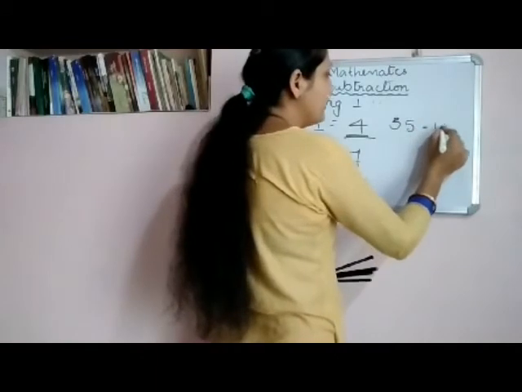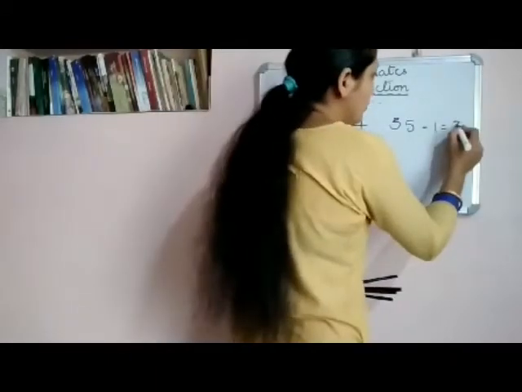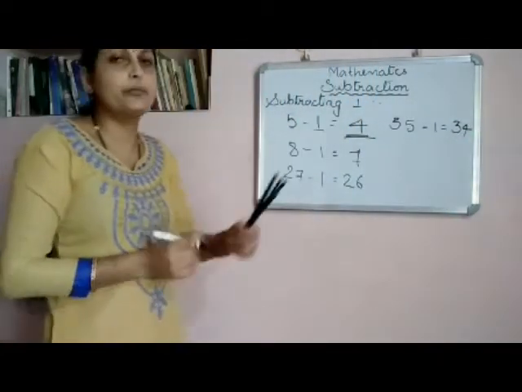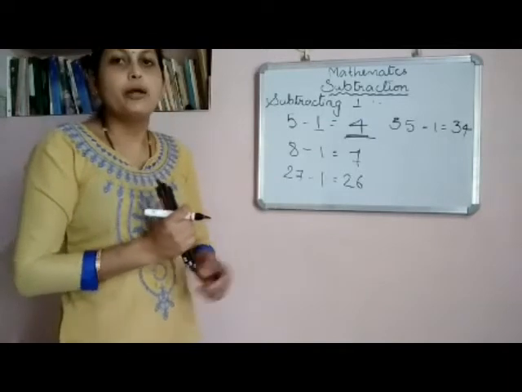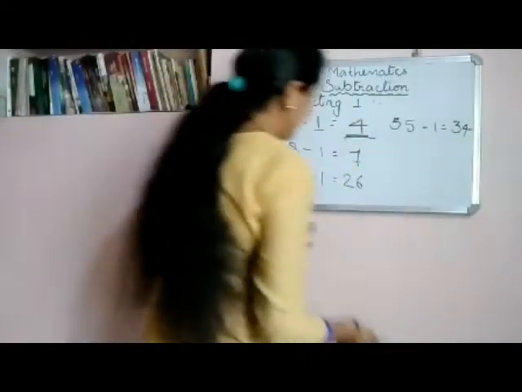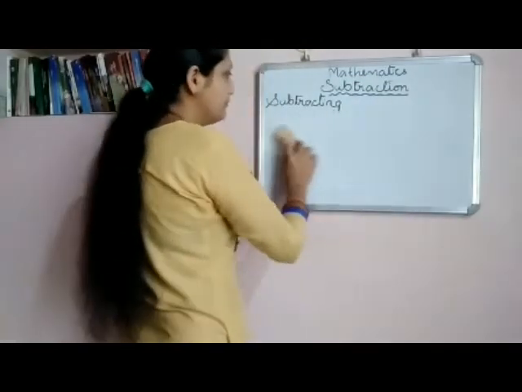35 minus 1 is equal to what? The number before 35 is 34. So 34, like this. So when you subtract 1 from a number, we get the before number. Next, let us see subtracting the same number.